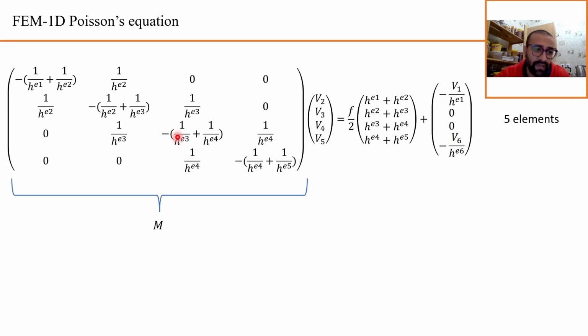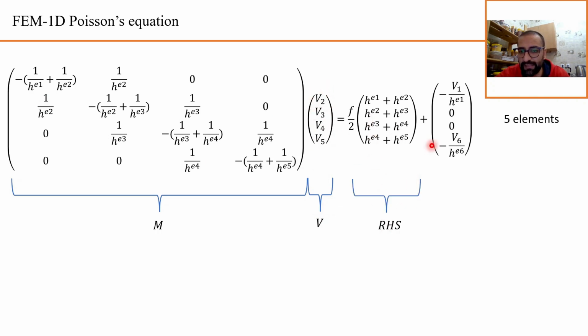Now we have a matrix that is known because it only depends on h, and h is delta x between the nodes. Let's define this matrix as M. We have V, which we are interested in calculating.